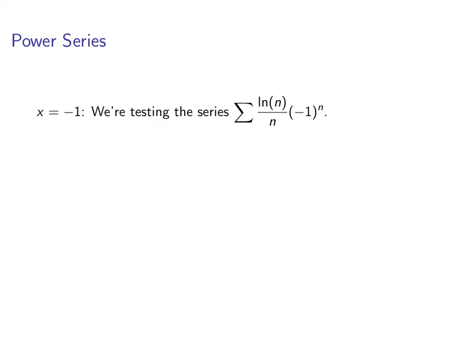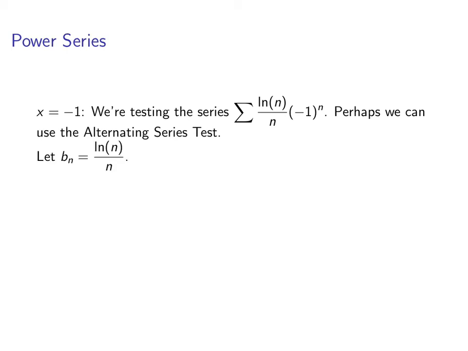So let's try x equals -1. We're testing this series where we're summing log n over n times -1 to the n. It looks like maybe we can use the alternating series test. So b sub n is the positive portion, ignoring that alternating part. And we have a couple of questions that we need to answer. Is b sub n decreasing? I don't think it's really clear just by looking at it.